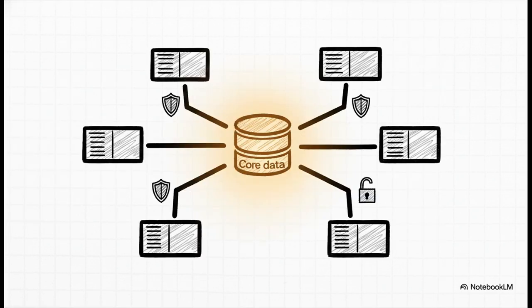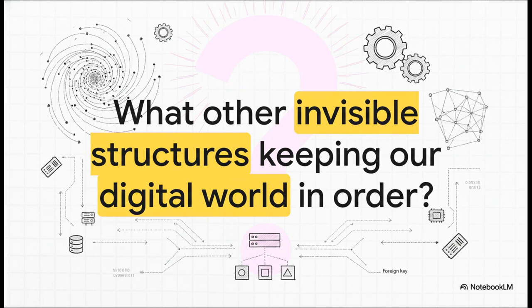So, to wrap it all up, foreign keys are so much more than just a simple link between two tables. They really are the backbone of any well-structured database. They're the rules that guarantee your data stays consistent, reliable, and in the end, way more powerful. So now you know one of the fundamental rules working behind the scenes to keep everything organized.